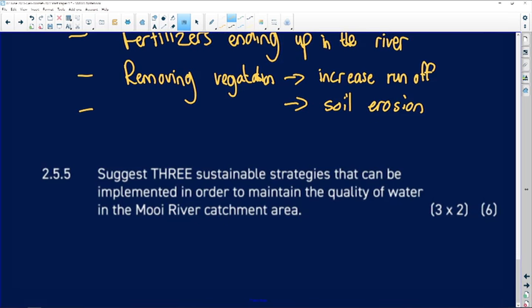Now, if you quickly look at question 2.5.5, suggest three sustainable strategies that can be implemented in order to maintain the quality of the water in the Moy River catchment area. Now, first and foremost, what can we do to improve the water quality? First and foremost, let's start with the agricultural sector. So let's concentrate on the culprits in the case study. What were the culprits? Mining was one of those. The agricultural sector was one of those. And the informal sector was one of those. So what can we do? What strategies can we put in place to keep this water clean in this catchment area?